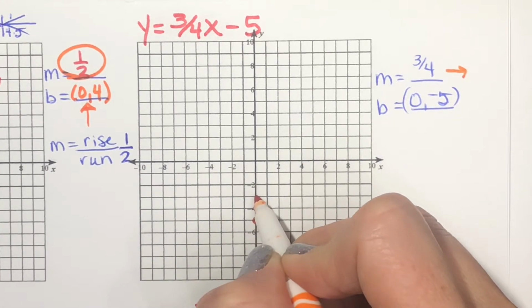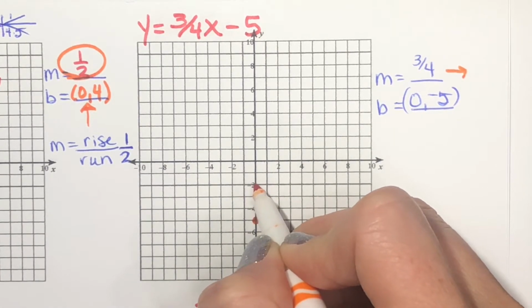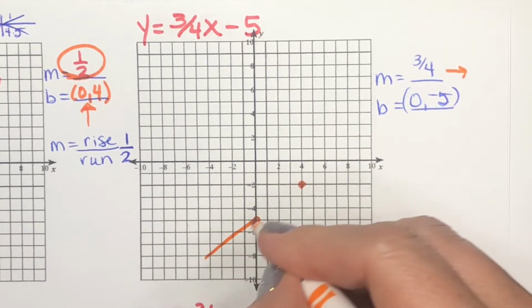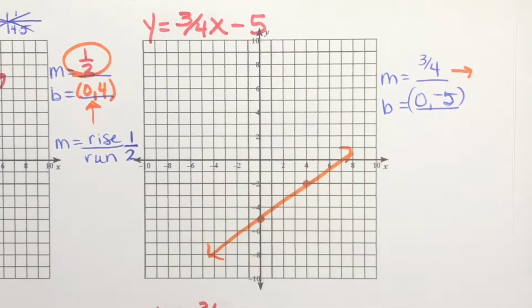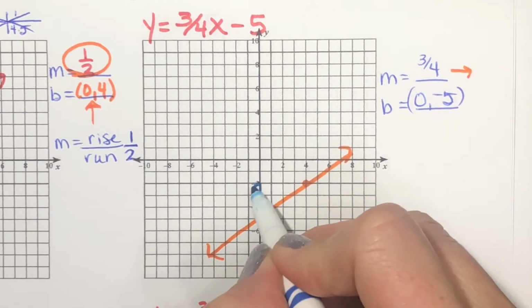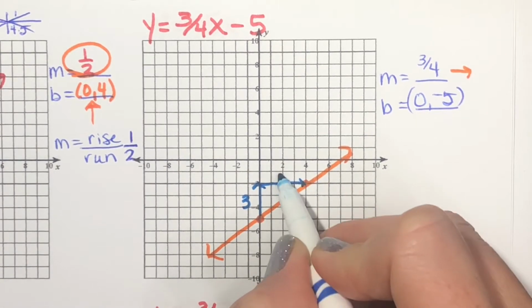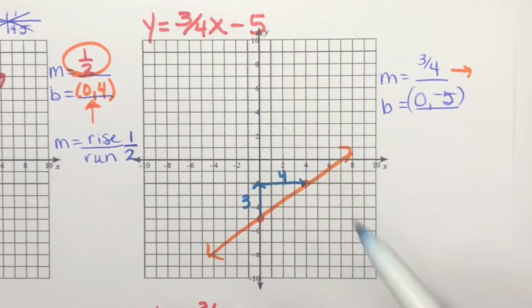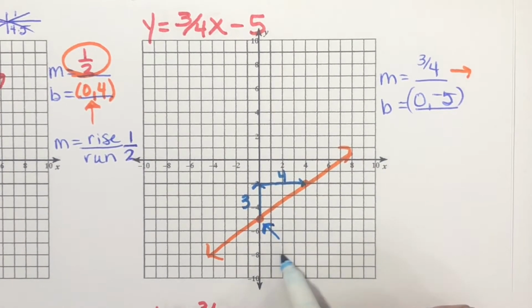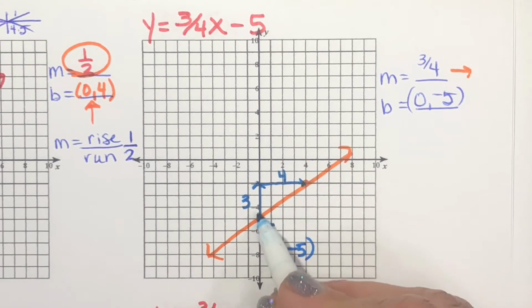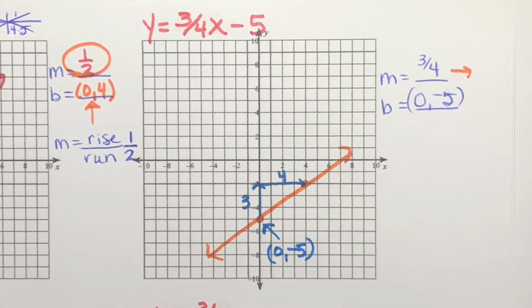So I'm gonna rise 1, 2, 3, run 1, 2, 3, 4. And there you have your line. And if I were to take a closer look, you'd be able to see my rise of 3 is right here, and my run of 4 is right there. And I only need 2 points to make my line. There's my 0, -5. I don't really care what this point is. I just use my 3/4 to get there, okay?